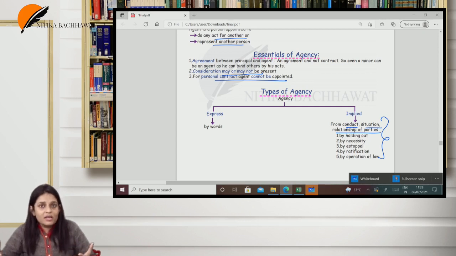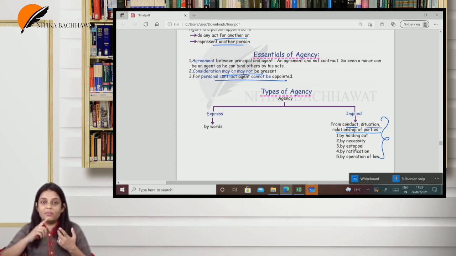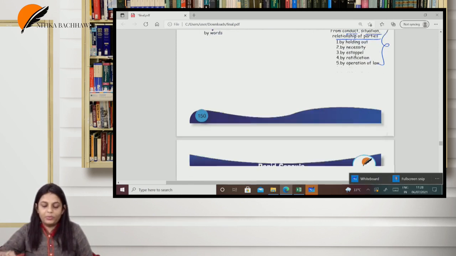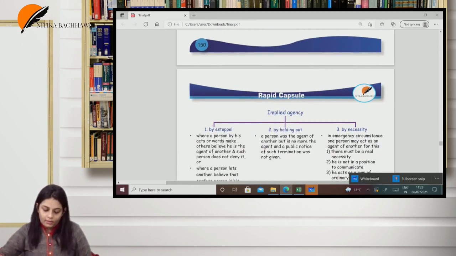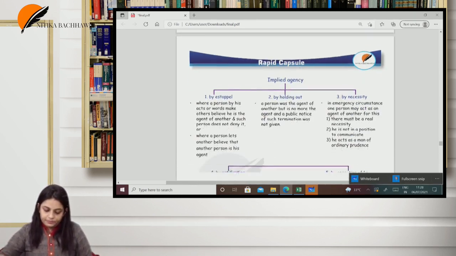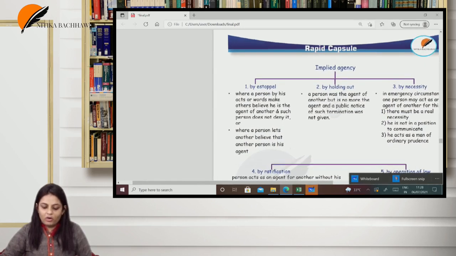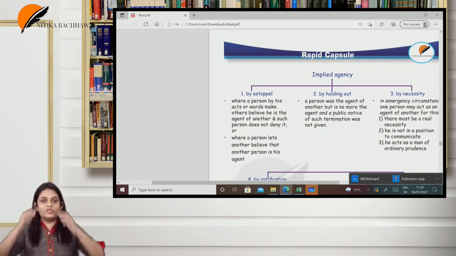I am not asking you to be my agent, but the situation or our relation or the conduct suggests that you are my agent. So agency can be by holding out, by necessity, wife as an agent, by ratification, and by operation of law. What is this by estoppel? You already know the meaning of the word estoppel.